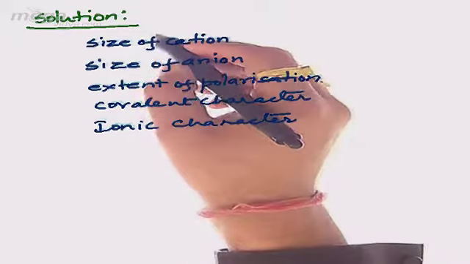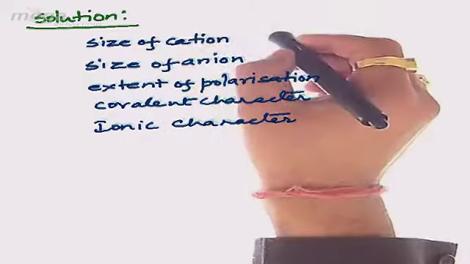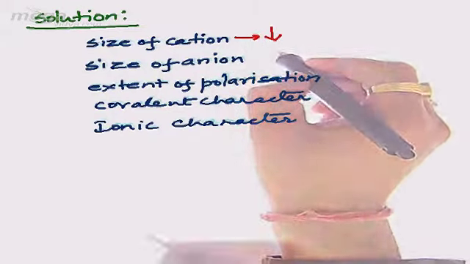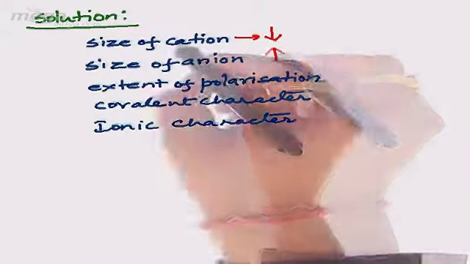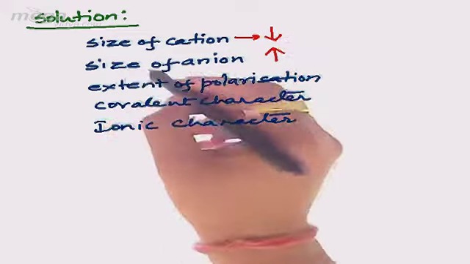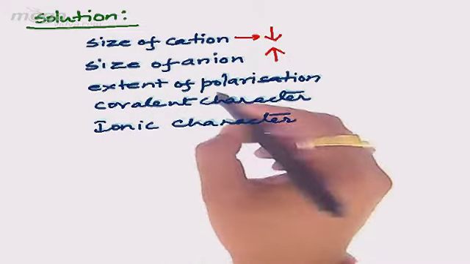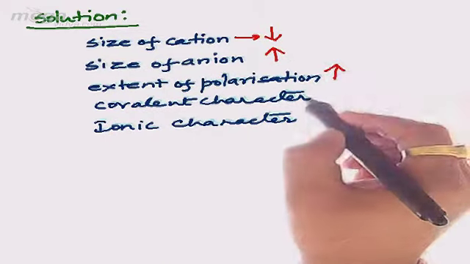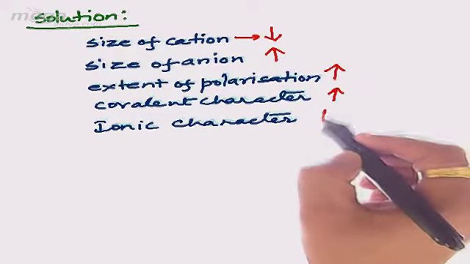Now remember, in Fajan's rule we have discussed that as the size of the cation decreases or the size of the anion increases, by the decrease in the size of cation or increase in the size of anion, we find that the extent of polarization increases and hence the covalent character will also increase and the ionic character will be decreased.